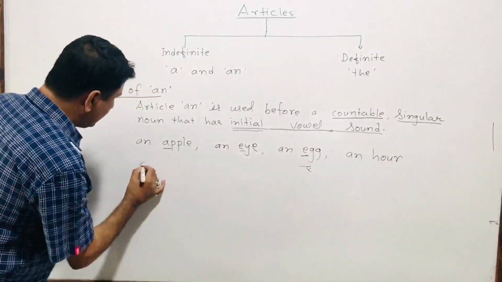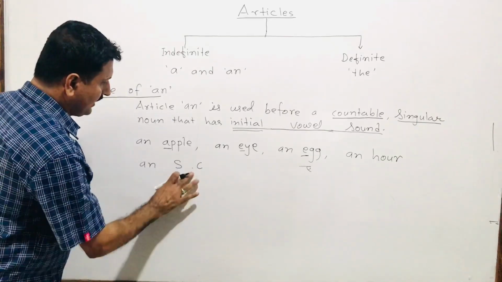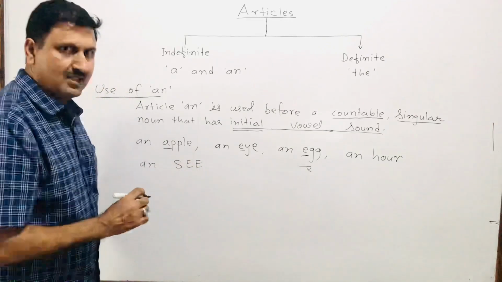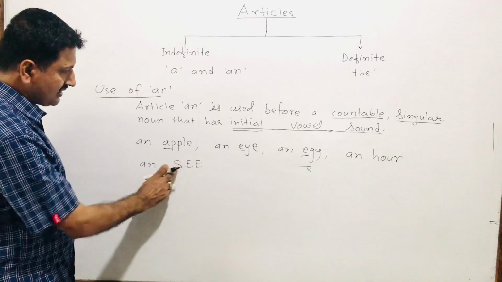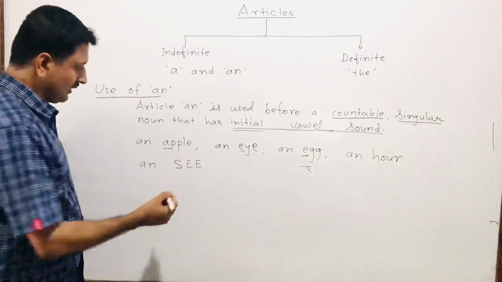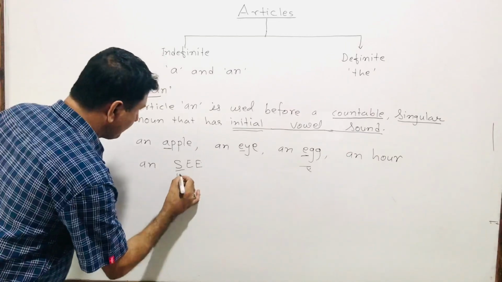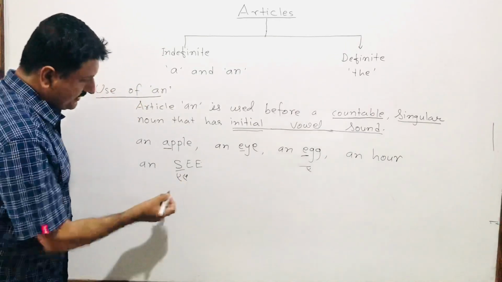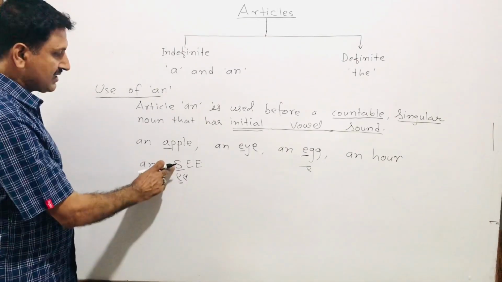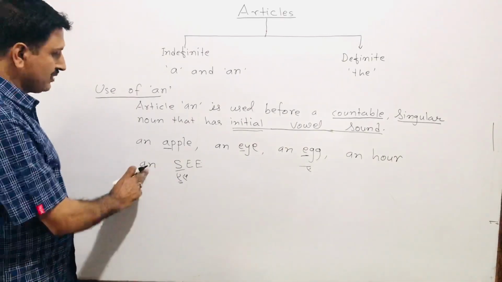Similarly, an SLC or an SEE graduate. So if we have to talk about an SEE graduate, let's say a person who has passed SEE, how to use the article? We have to see the sound of the letter S. Let's see, S. This falls in the group of vowel sounds, that is why S is pronounced with a vowel sound. So we use an.